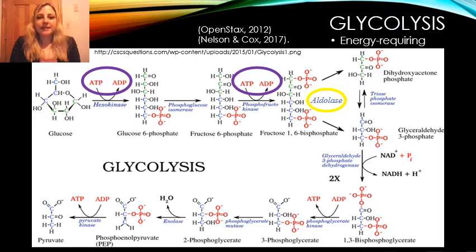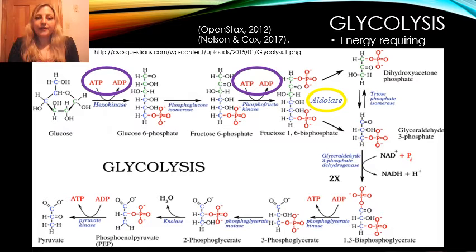The energy requiring steps I have circled in purple. These two steps require the energy and the phosphate from the breaking of the ATP molecule phosphate bond. This fuels the conversion of glucose to glucose 6-phosphate by hexokinase. Next, glucose 6-phosphate is converted to fructose 6-phosphate by phosphoglucose isomerase. Next, the second energy requiring reaction can occur to convert fructose 6-phosphate into fructose 1,6-bisphosphate via phosphofructokinase.